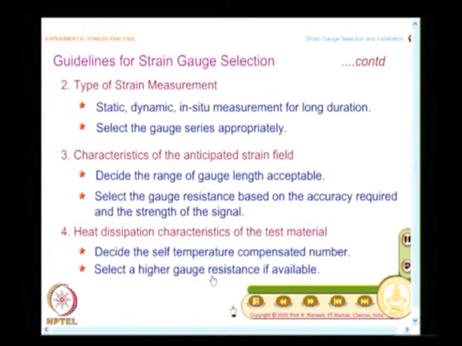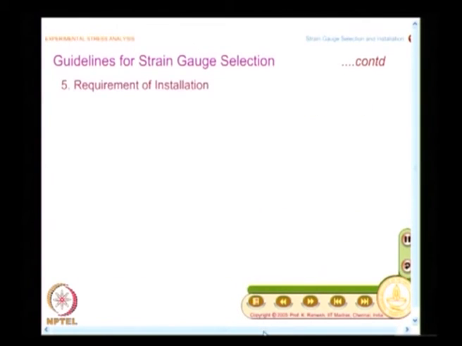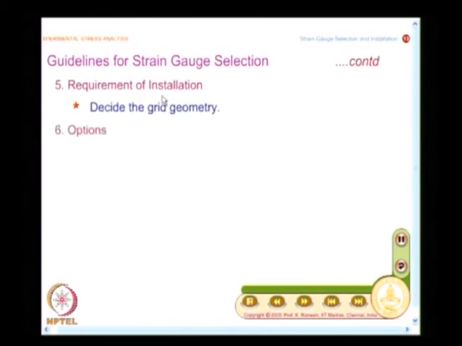So, what we have looked at is, first decide the number of strain gauges you need to do, then decide whether you want to do for static, dynamic or in situ measurements, then look at the characteristics of the anticipated strain field, look at what gauge length is appropriate. This gives you some indication on the gauge resistance possible, then address the issue of heat dissipation, which helps you to determine the self temperature compensated number, and you will also have to look at requirement of installation.